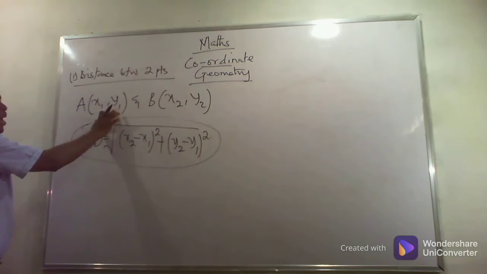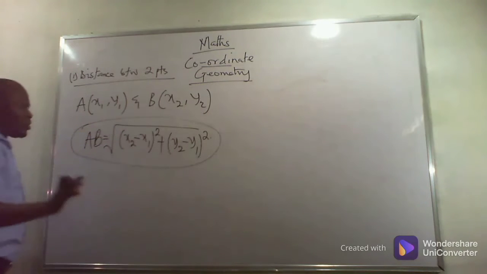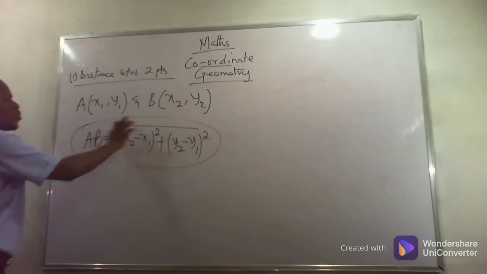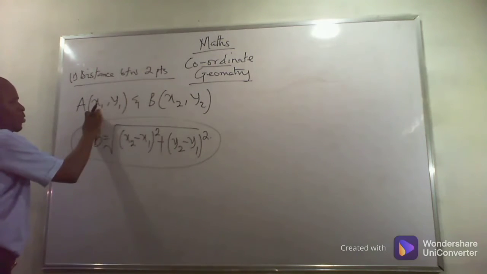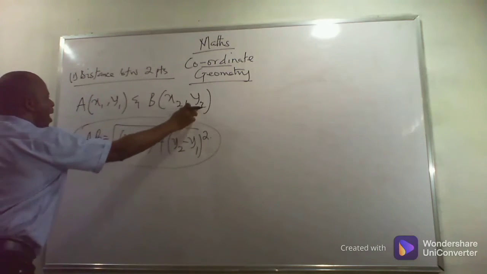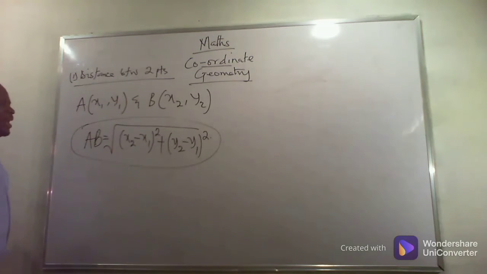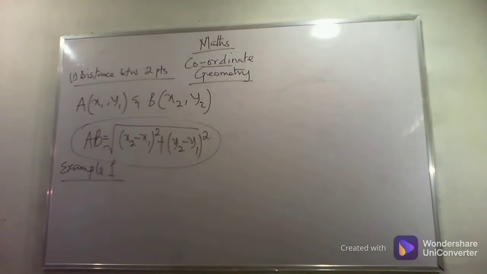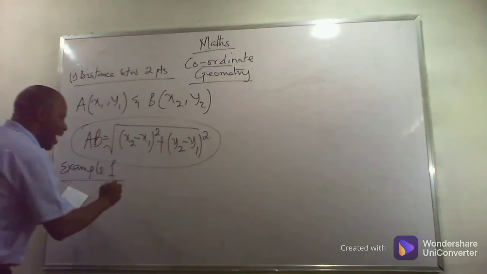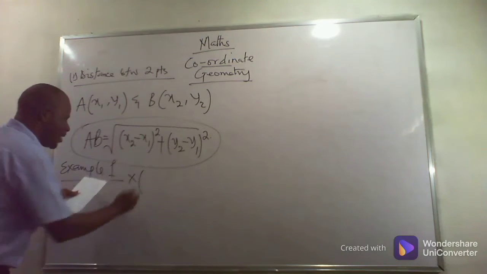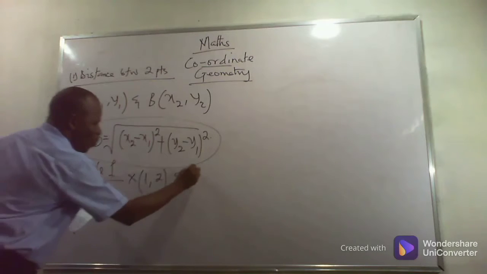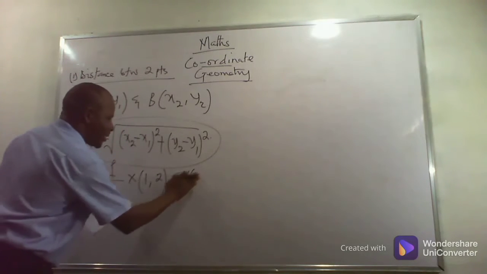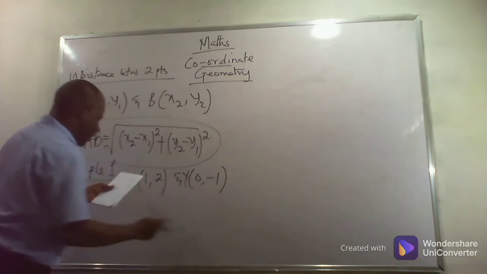A (x1, y1), B (x2, y2). You simply say AB is the square root of (x2 minus x1) squared plus (y2 minus y1) squared. Let's use this formula in solving examples. Example 1. We're going to take 4 examples in this video. We want to look at the distance between point X, given as (1, 2), and Y, which is given as (0, minus 1).